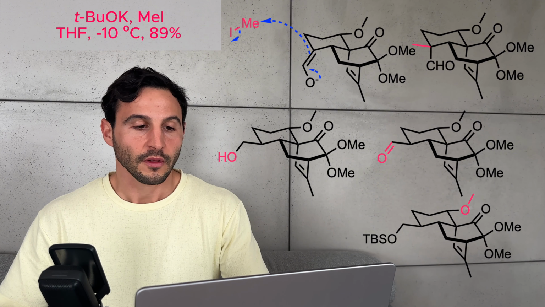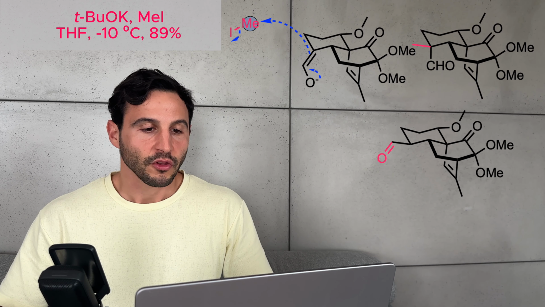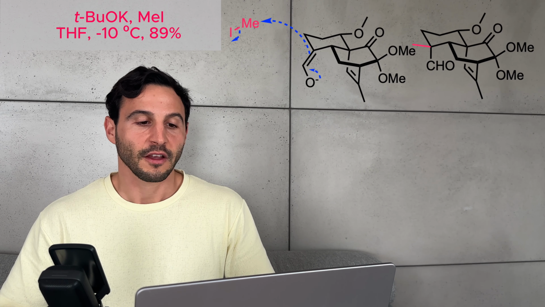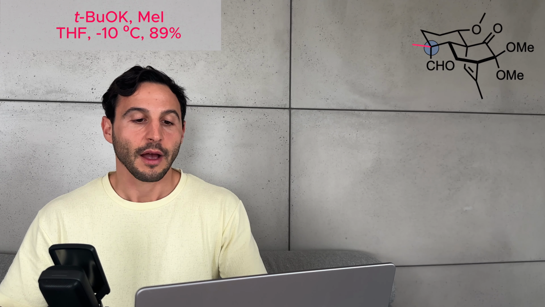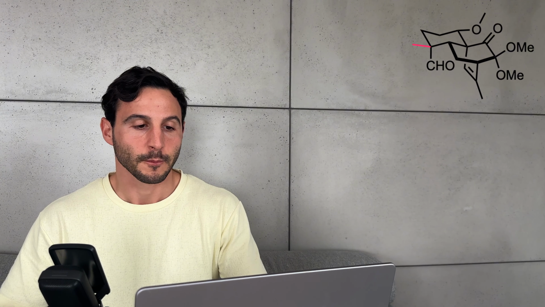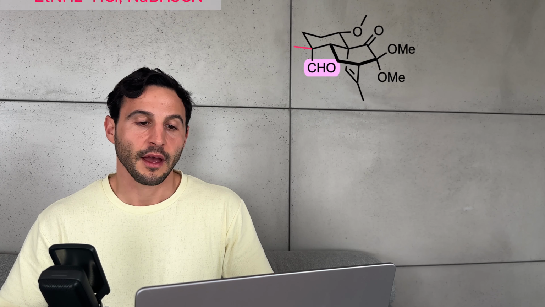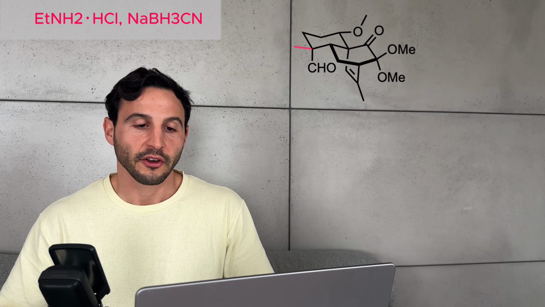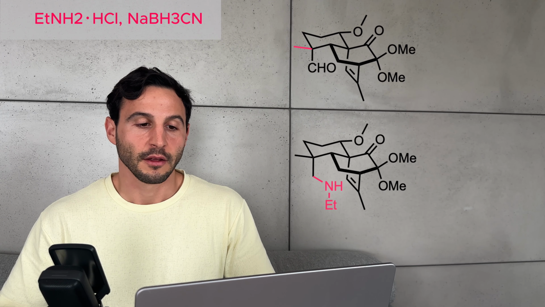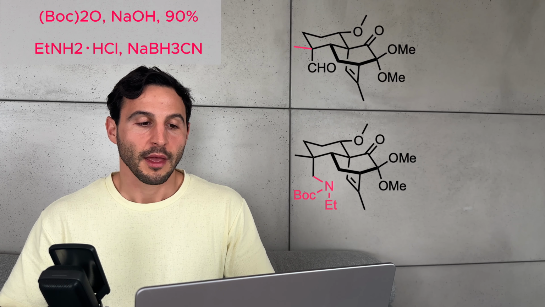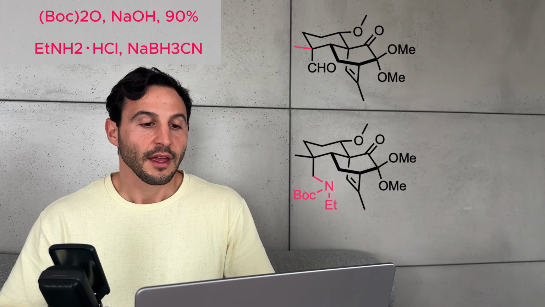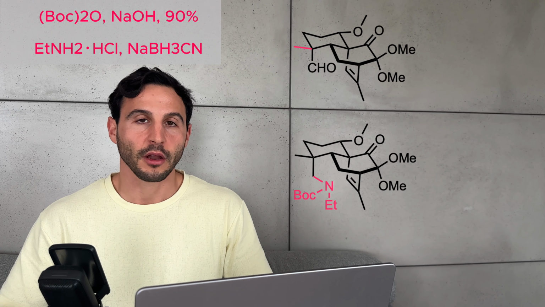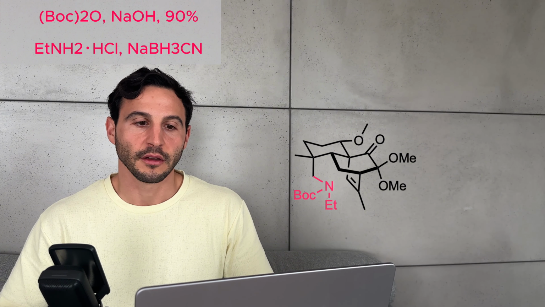This occurs as the methyl iodide approaches the in situ generated enolate from the sterically less hindered face, installing a quaternary stereogenic center. Reductive amination of the aldehyde with ethylamine hydrochloride and sodium cyanoborohydride yields the secondary amine, which is protected with a Boc group by adding sodium hydroxide and Boc anhydride directly to the reaction mixture. The product is obtained in 90% yield.